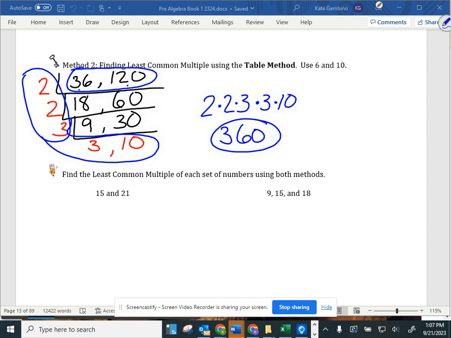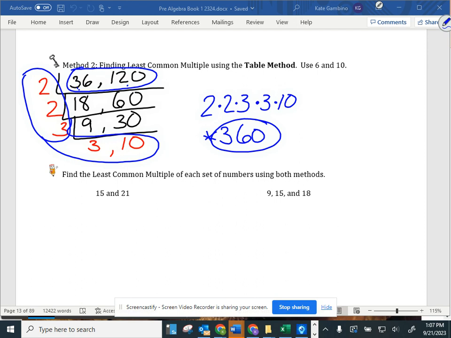Instead of having to list out multiples of 36, because I don't know about you, I don't have multiples of 36 memorized. I have multiples of 6 memorized, pretty easy. Multiples of 36, that would take me a while. I would have to either do the math in my head or use my calculator. It's not as easy. So when we have these bigger numbers, using the table method helps us find that least common multiple pretty quick. Olivia?